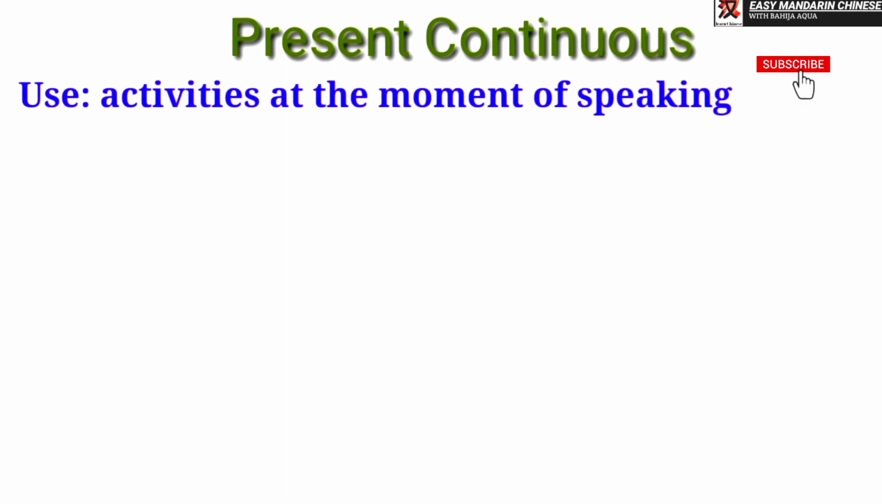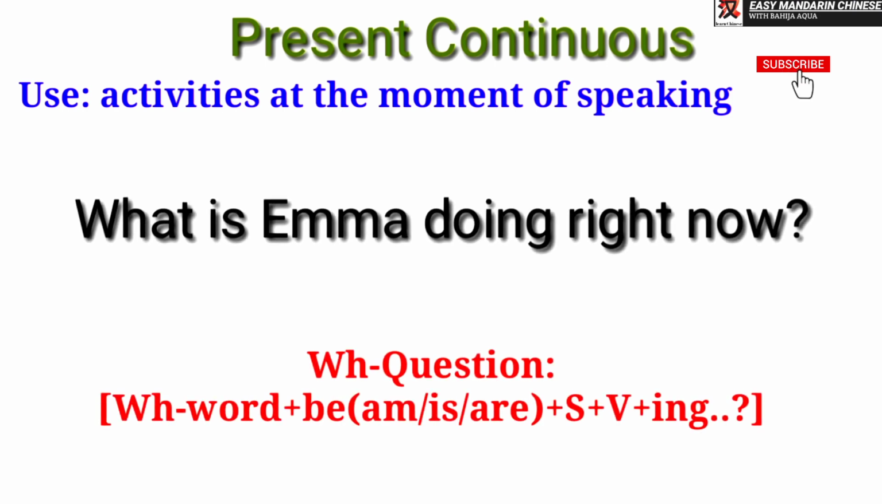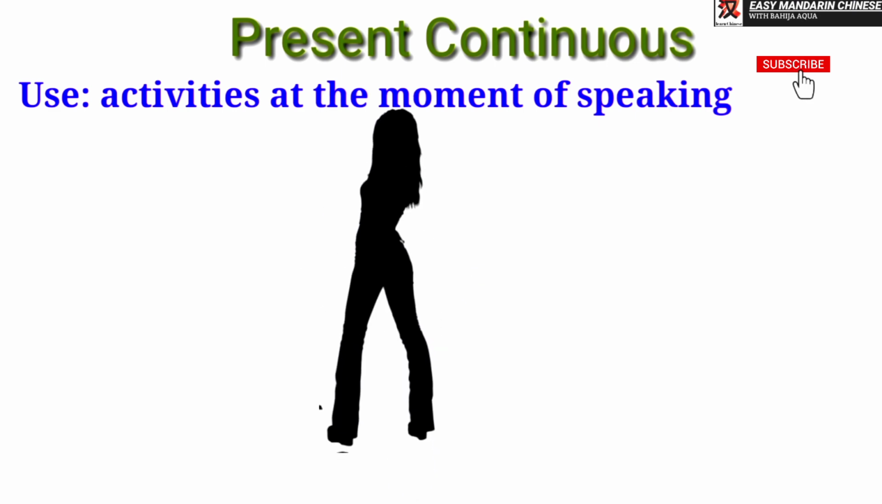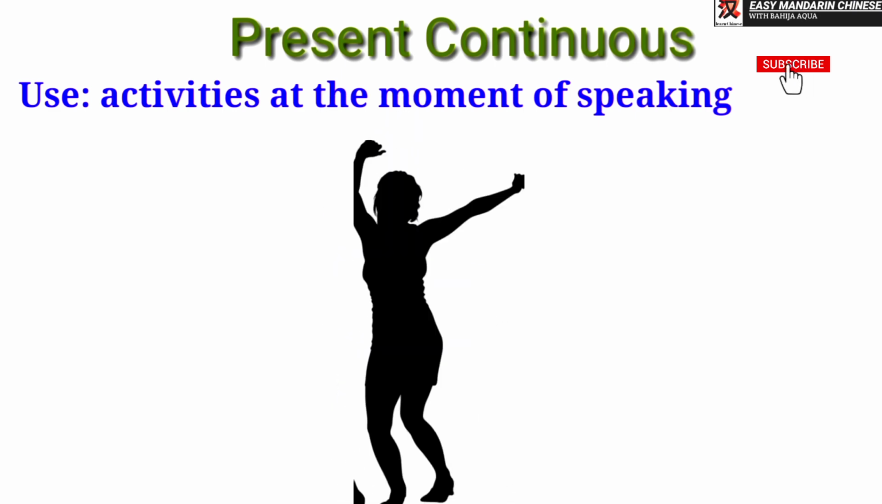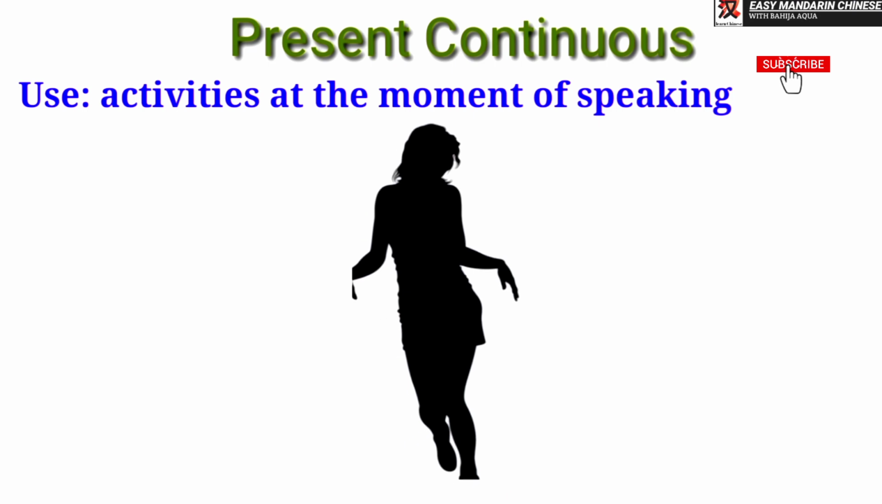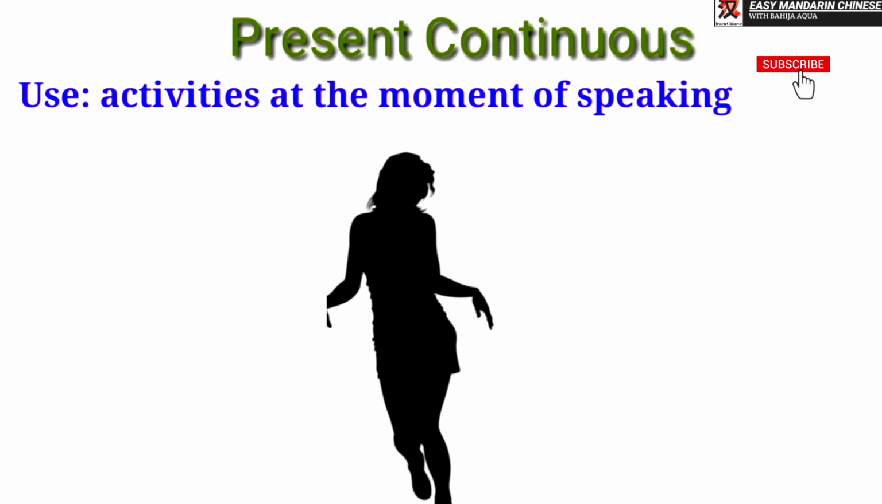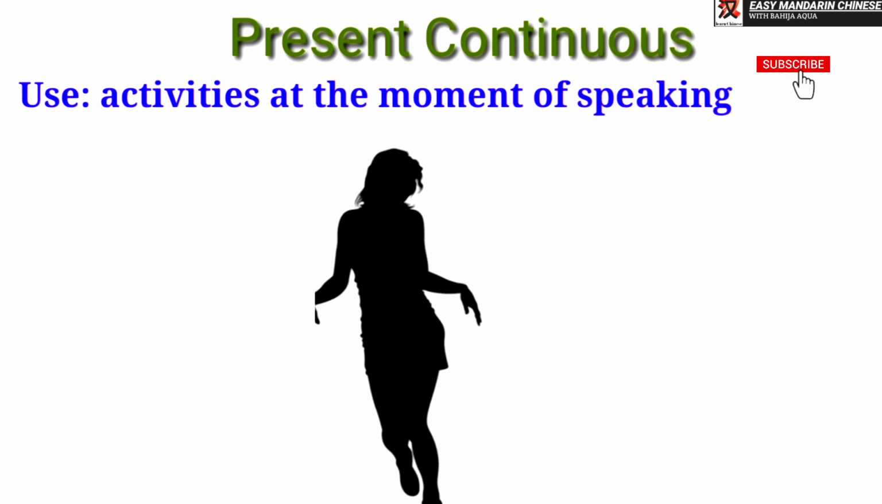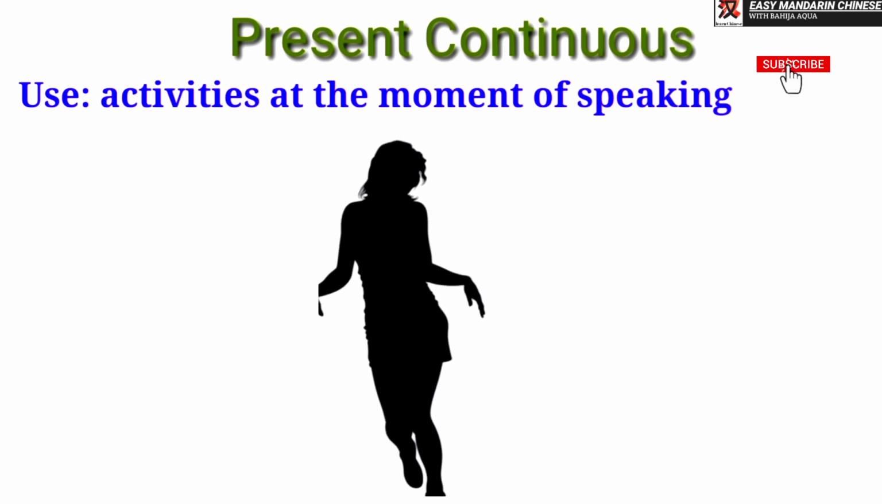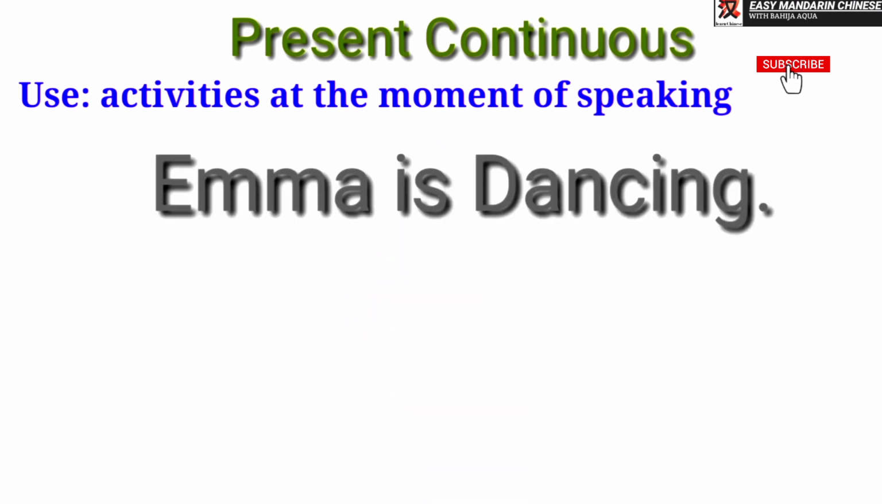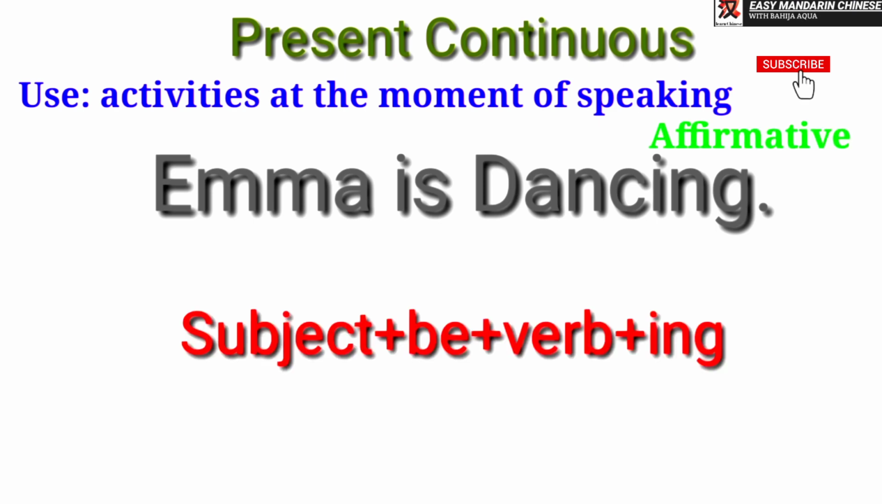Present continuous. We use the present continuous to talk about activities at the moment of speaking. What is Emma doing right now? Emma is dancing in her room. She really loves dancing. Emma is dancing. Subject plus verb to be plus verb plus ing.